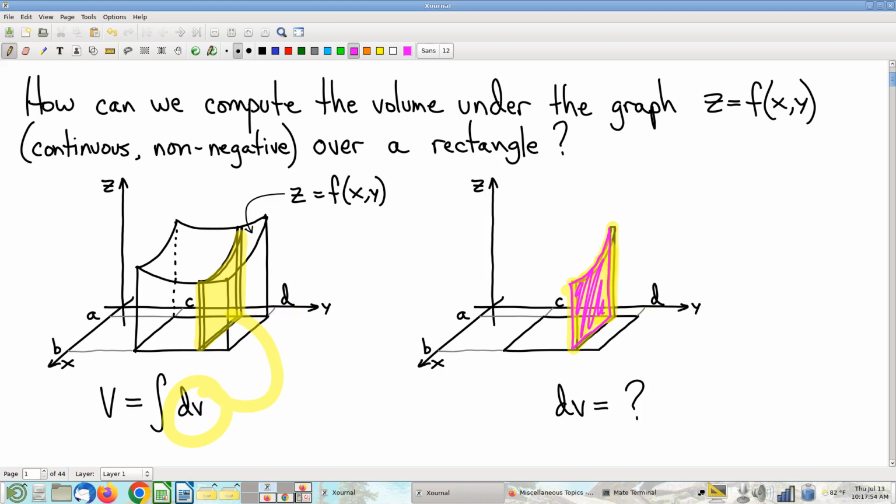And then we've got to multiply by the thickness. And the thickness here, that thickness is going to be a little piece of the y-axis, and we can say, all right, well, that thickness, we could call that dy. It kind of feels like we're in business here.